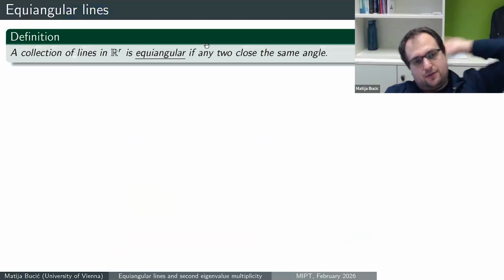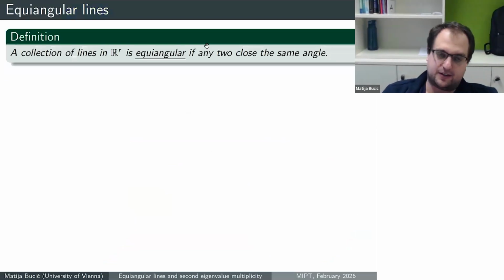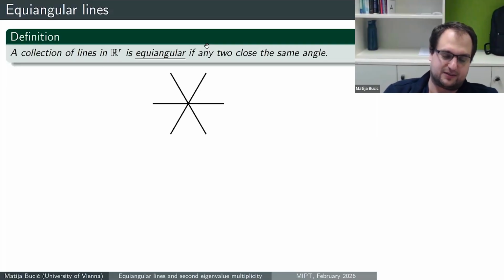So here, if you have a bunch of lines living in r-dimensional Euclidean space, we say that they are equiangular if any two of them define the same angle. For example, here is a collection of three equiangular lines living in the plane. So any two of these lines defines the angle of 60 degrees. So this is three equiangular lines.